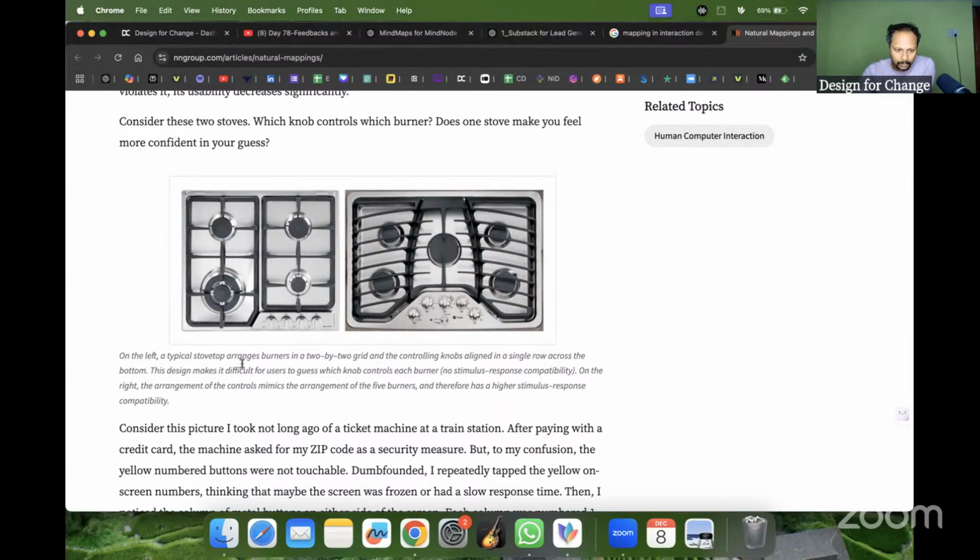So look at the stove. On the left, a typical stove arranges burners in a two-sided grid, and controlling knobs are laid in a single row across the bottom. This design makes it difficult, right? A similar example to what we saw now. But look at this one. 1, 2, 3, 4, 5. See, 1, 2, 3, 4, 5. There is no confusion. And space is also saved.